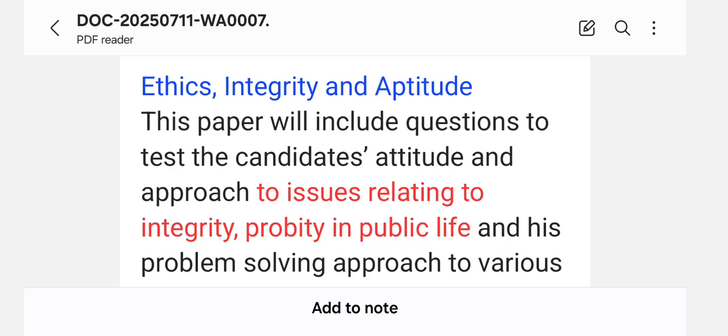Also you can see ethics, integrity and aptitude: what is aptitude, what is integrity and what is ethics. In the next video we will be discussing the subsequent upcoming slides. For today, just remember the keywords like ethics, integrity, aptitude, probity in public life, and integrity in public life.